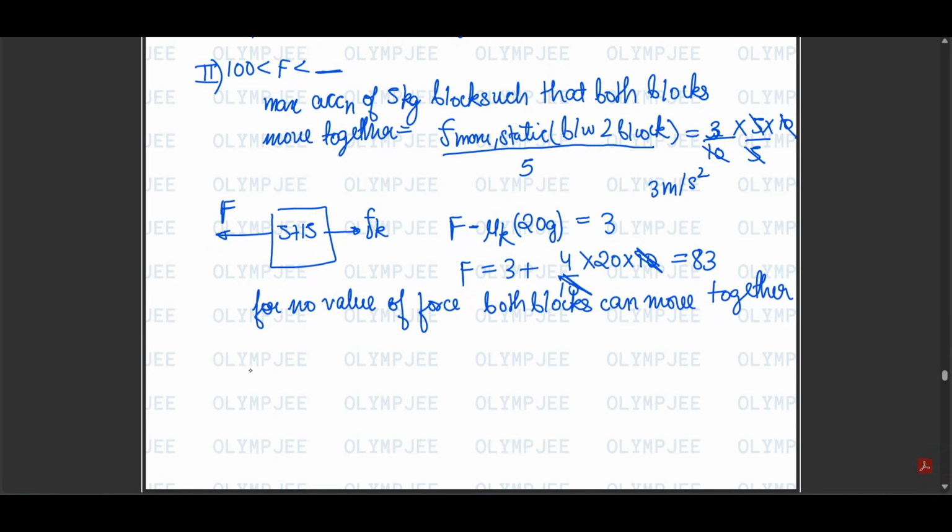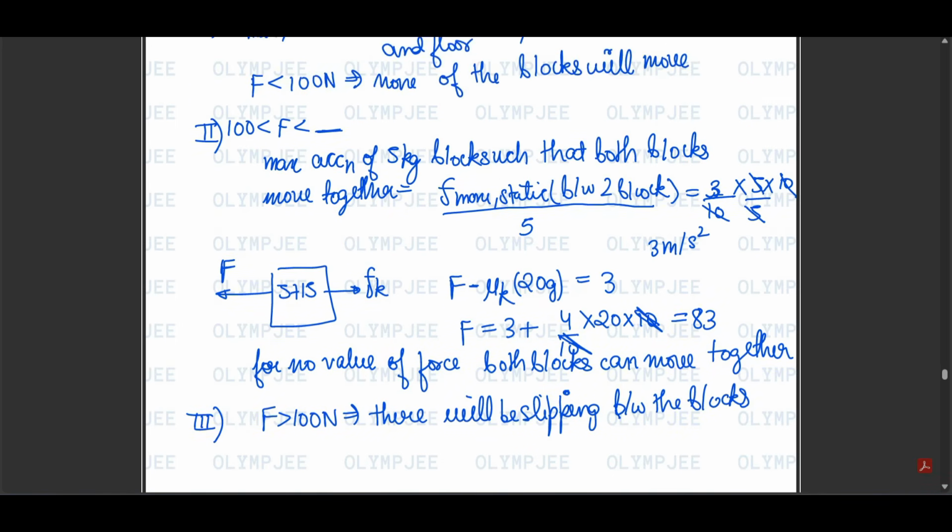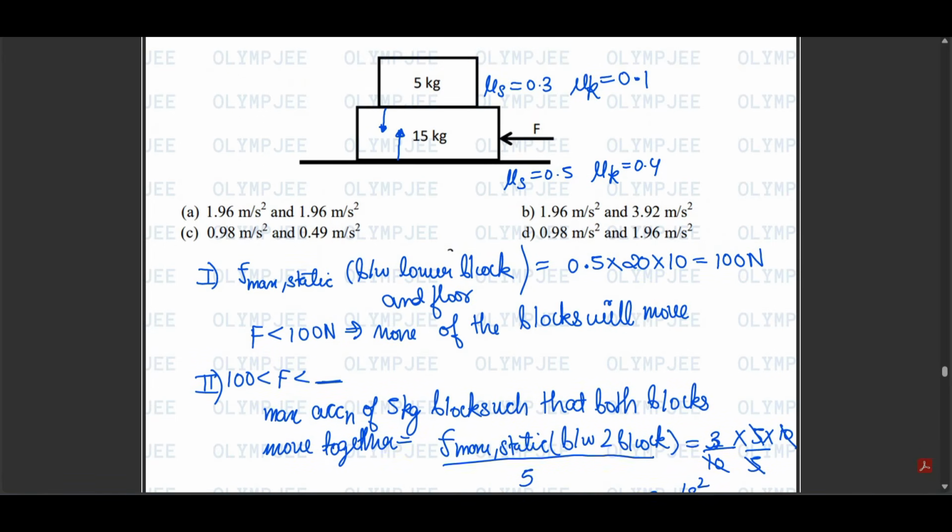Now the third case, when the force is greater than 100 newtons, both blocks cannot move together. So the next case is that there will be slipping between the blocks. This means that both the blocks will be moving forward but with different accelerations. So since at both surfaces there is slipping, so kinetic friction will be acting on both the surfaces.